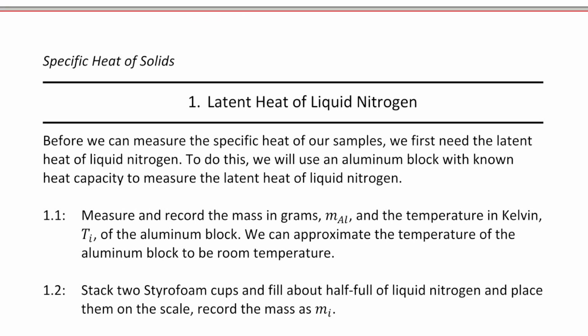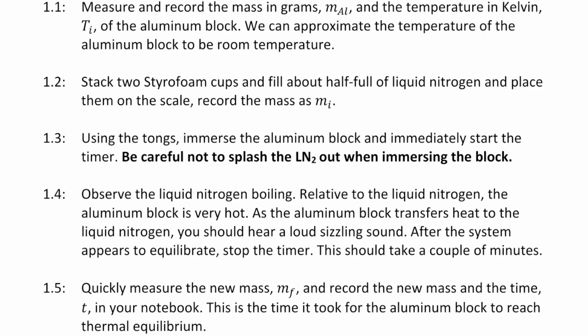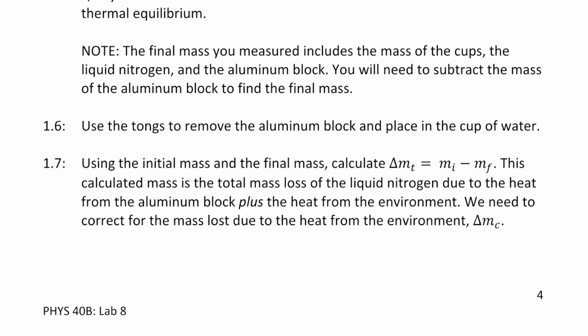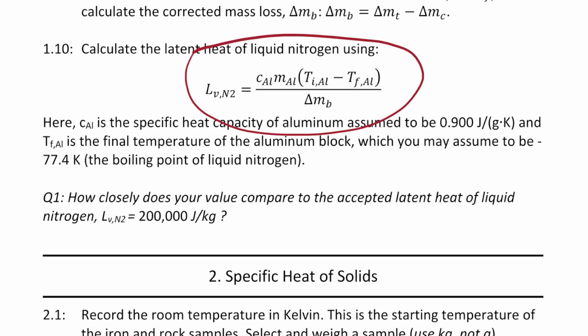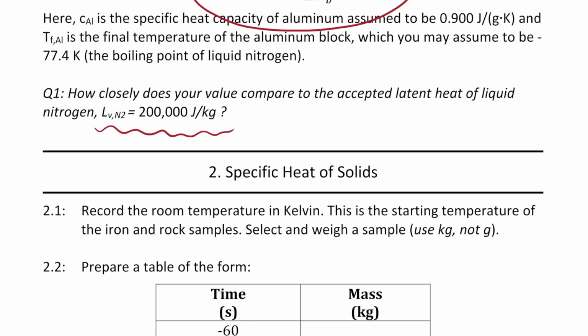All right, so the first part of the lab is you're going to take aluminum, which we know the specific heat of, and you're going to do what I just said, where we look at the change in weight on the scale. Then you're going to use some equations they give you, but you're ultimately going to calculate the latent heat of liquid nitrogen. They tell you that the latent heat is expected to be 200,000 joules per kilogram, so hopefully we get something around there.